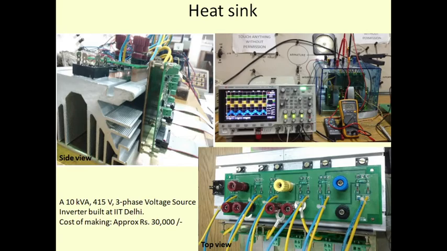Now coming to some of the setups, this setup was built in IIT Delhi. This is a 3-phase voltage source inverter that is placed over here. This is the output of this, which is being watched on the oscilloscope. This is a 415 volt 3-phase 10 kVA inverter, and this is the internal structure of this.